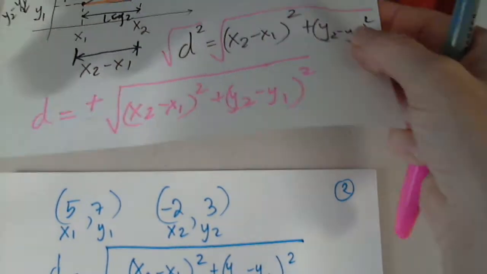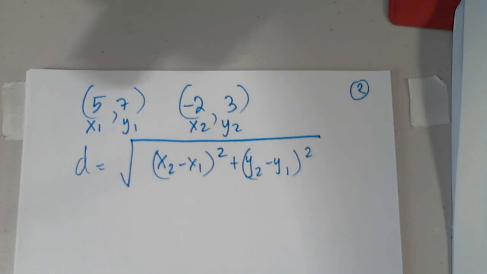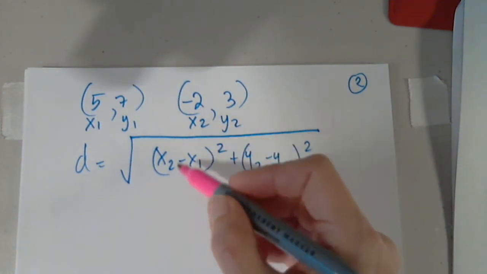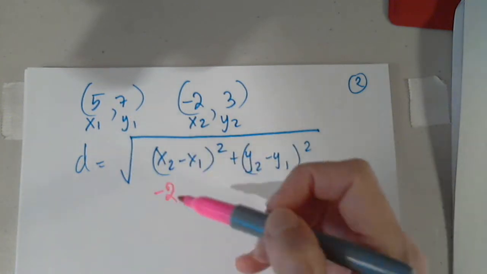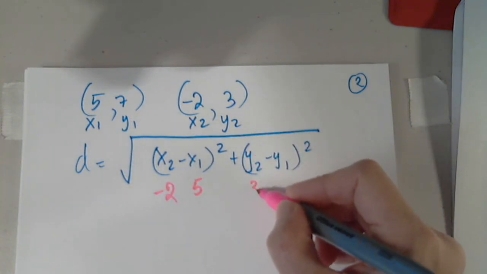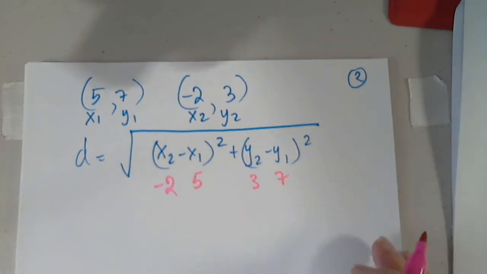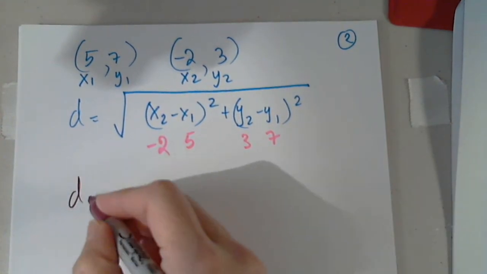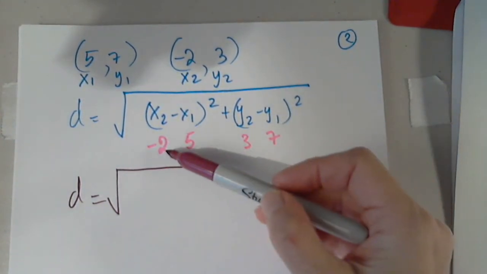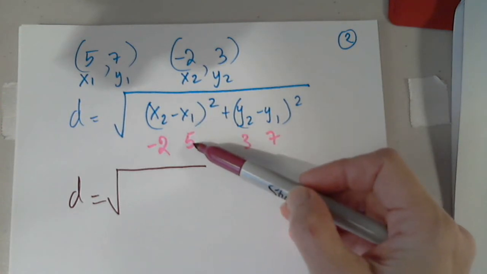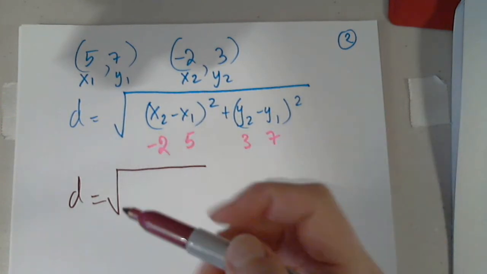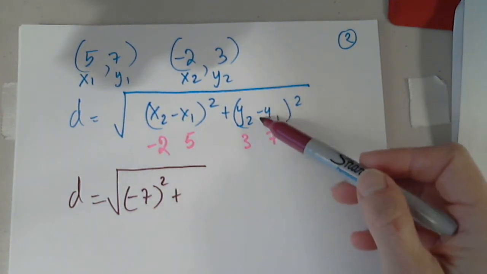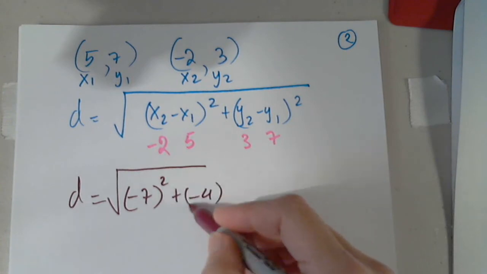I put those numbers underneath so I don't make a mistake, and I don't have to use nested parentheses either. x2, negative 2. x1, 5. y2, 3. y1, 7. So now the distance is the square root. Negative 2 minus 5 is negative 7 squared plus 3 minus 7 is negative 4 squared.